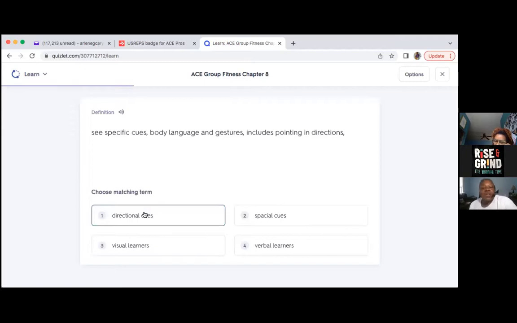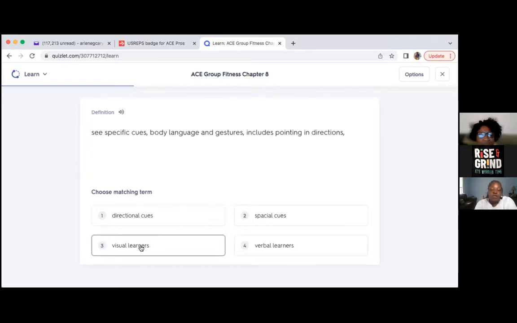So also what I did when I was studying these and just looking at questions like this, even though these are too cut and dry, you know, the questions are going to be more broad than this. I thought about key words to help me. So see specific cues, body language and gestures. When I think of body language, it's not going to be visual or audio. It's going to be something with the body. So see specific cues. Well, actually, this is see specific cues. Body language and gestures include pointing in directions. So that is going to be visual because you want to see.